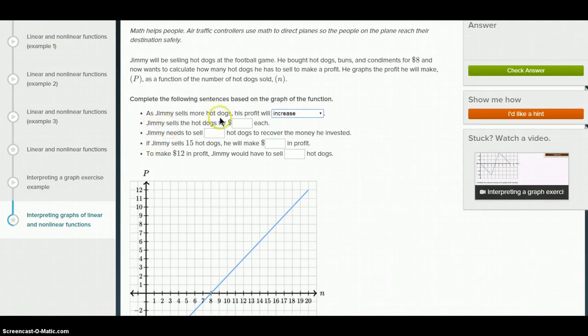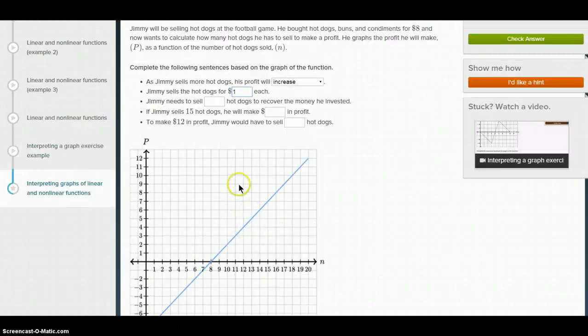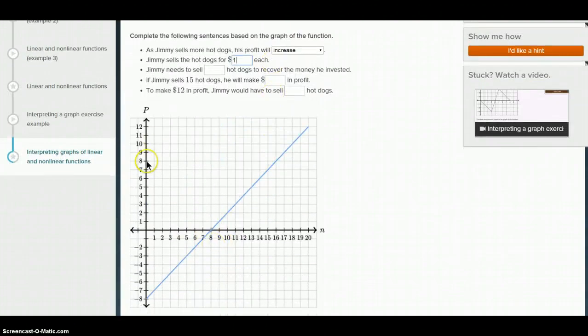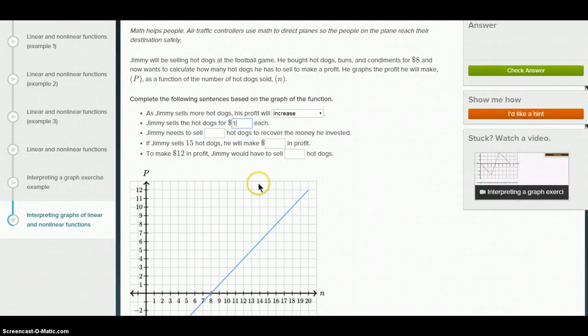And then Jimmy sells the hot dogs, we already talked about that, for $1 a piece. And if you want to talk about that more, you can look at this slope right here. So you see that every time n increases 1, so every time he sells 1 hot dog, his profit goes up 1. So that's a basic rise over run slope problem, but that's essentially why that equals $1. Alright, so Jimmy needs to sell, we already talked about this as well, so he sells 8 hot dogs to recover the money he invested.